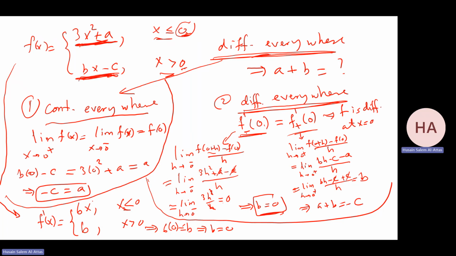And by the way, this represents f prime from the left at 0, which is 0. And this one represents f prime from the right at 0, which is b. So these should be equal. So this is what gave me 6 times 0, or 0, is equal to b. I wish it's clear.